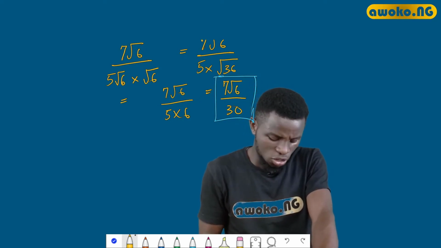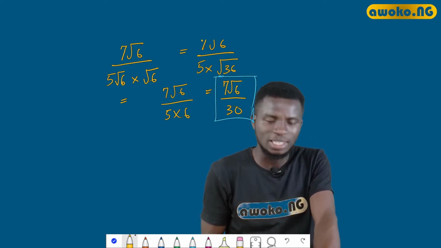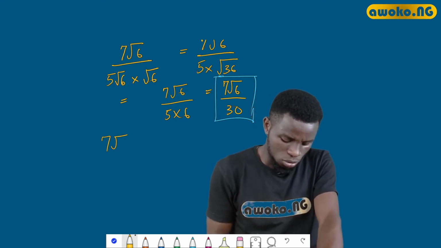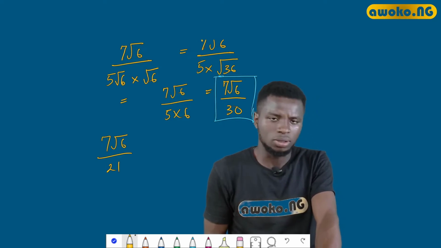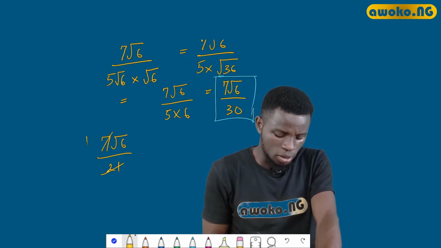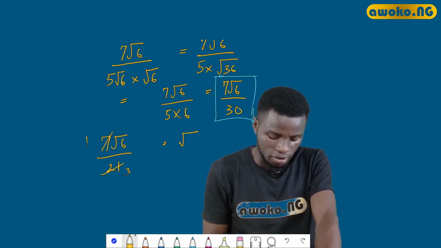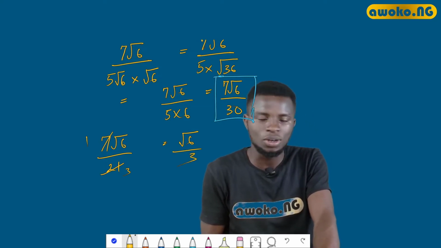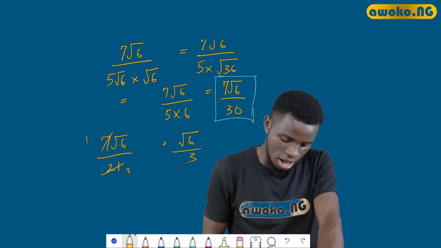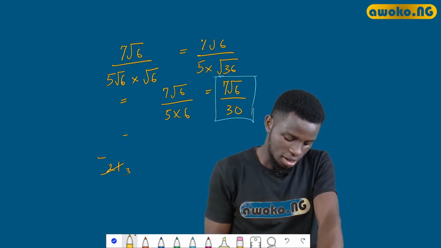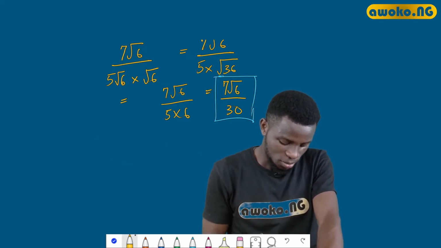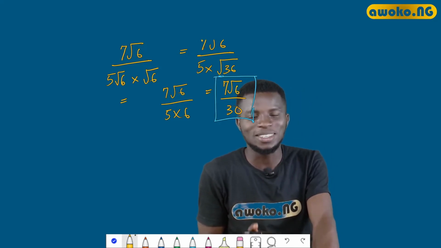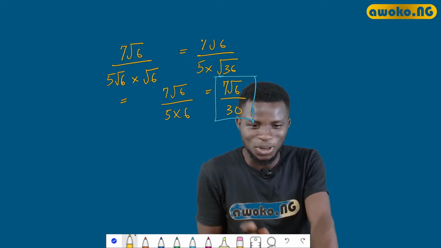But let's say we have a denominator such that we can divide 7. Let's say we have 7 root 6 over 21. Then of course, this can go here 1 and this goes here 3. So we can have root 6 over 3. But since 7 cannot go in 30, we have to leave it that way as our final answer. Alright, so I'm sure we are still on the same page. Are we still on the same page?